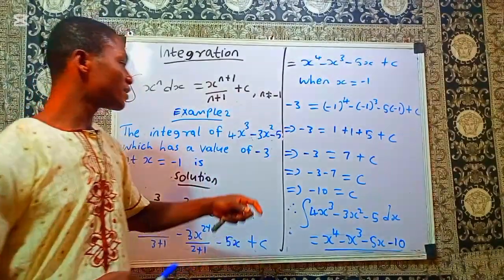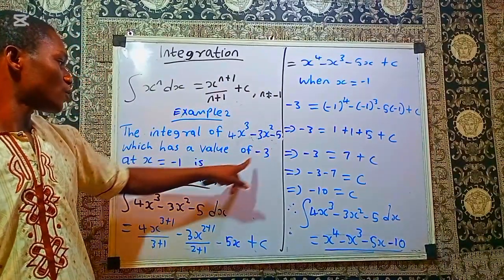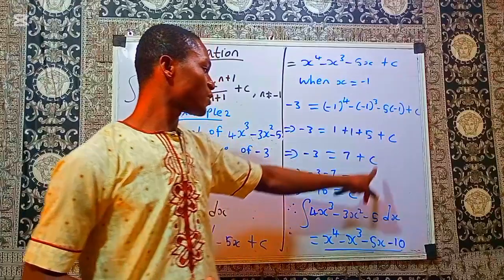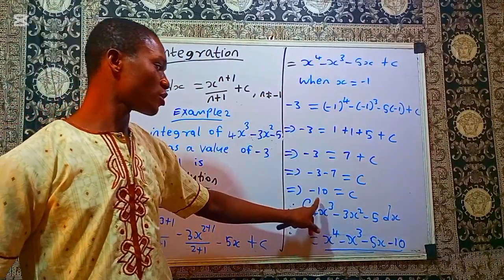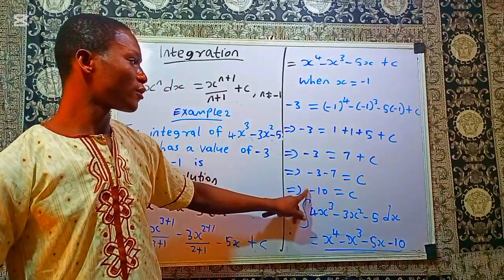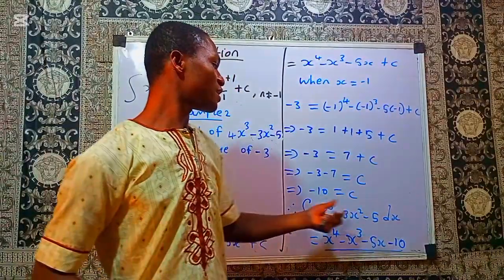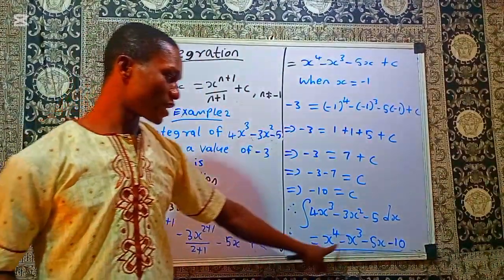So giving us the value of the integral to be minus 3 when x is minus 1 helped us to evaluate the constant of integration. So with that, we evaluated the constant of integration and we got what? Minus 10. So we'll carry this minus 10 and substitute into the result of this integral. Then we'll have the final result here.